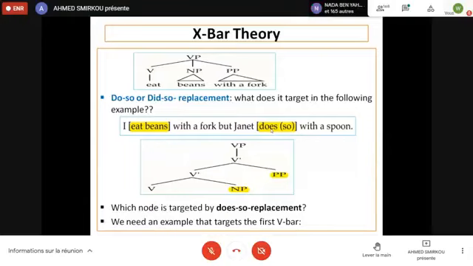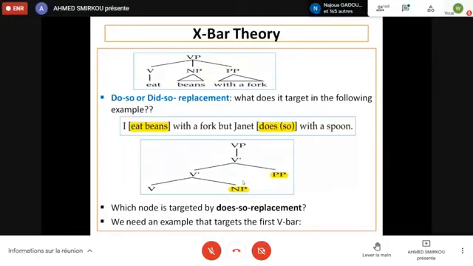Two. That's so, two. Yes, two. I eat beans with a fork, and Janet, that's so, too. Which means that we both eat beans with a fork. If you exclude with a spoon and you add two, are one, which means that does so, two, in this case does so, replaces eat beans with a fork.